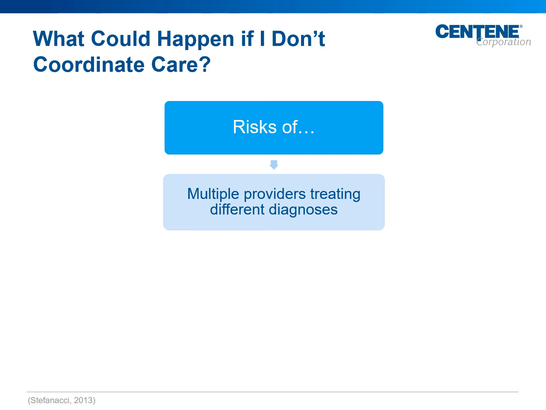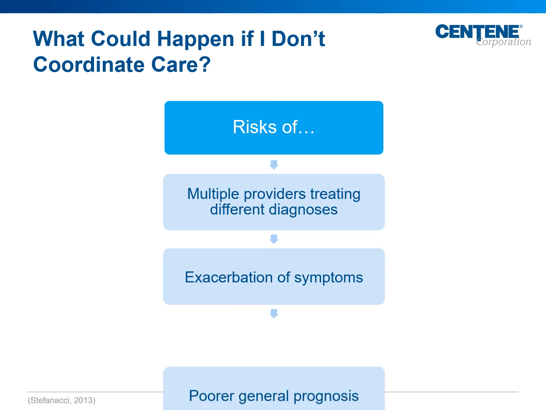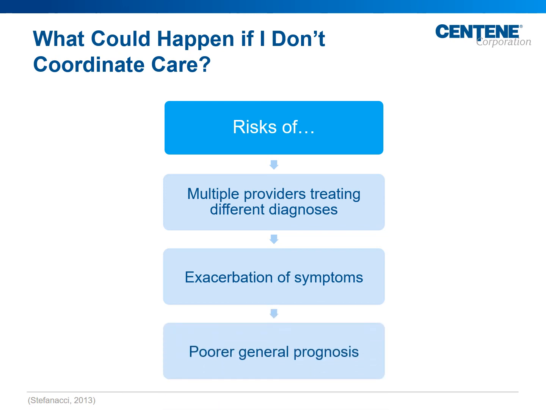Another risk of not coordinating care is that the individual's behavioral health symptoms may become exacerbated. If a member is experiencing high acuity with a physical health condition, yet is not communicating with their behavioral health provider about their medical status, it could lead to the behavioral health condition worsening. Both of these circumstances, in the short and long term, have the potential to lead to poor general prognosis of the member's condition.